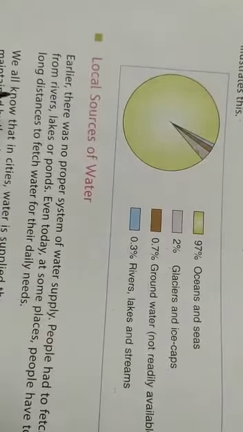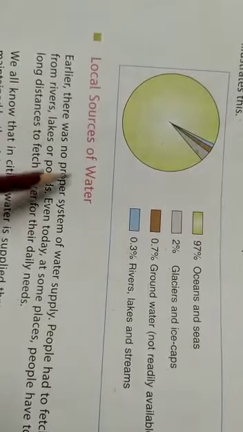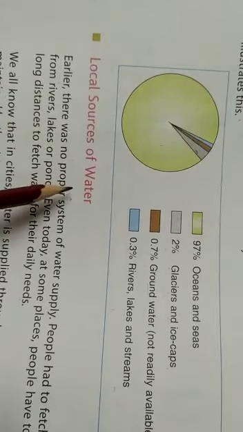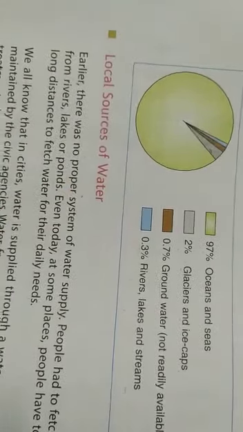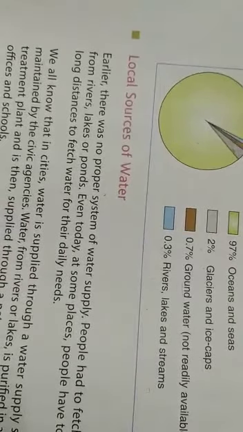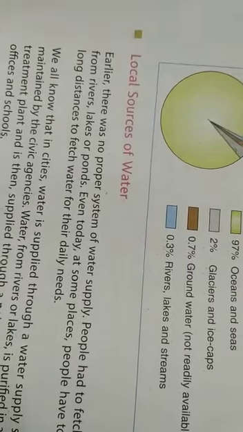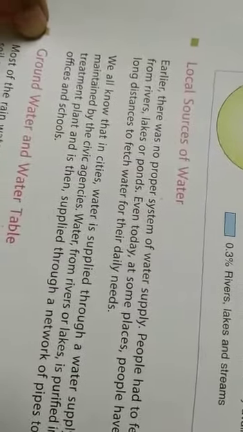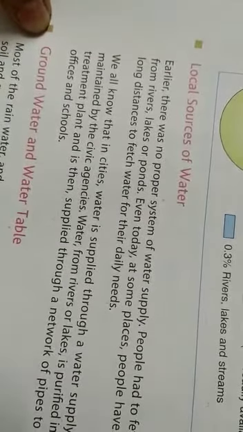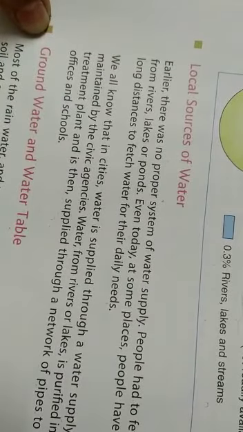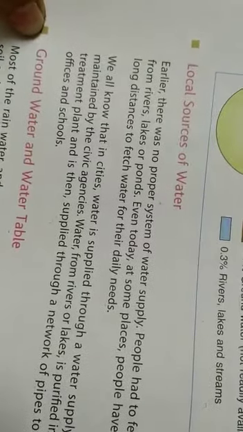After that we had discussion about local sources of water. The local sources of water क्या क्या है, कहाँ से हमें पानी मिलता है. Then ground water and water table. ठीक है. The water that seeps into the ground are said to be ground water. और फिर जो level होता है that is said to be a water table. इसके बारे में पढ़ा था.